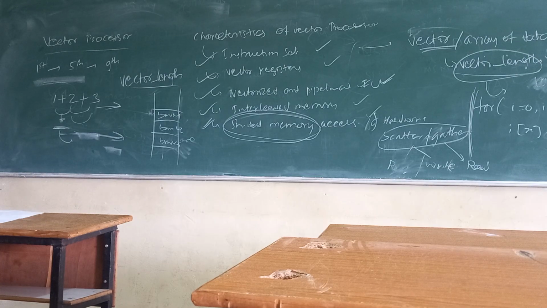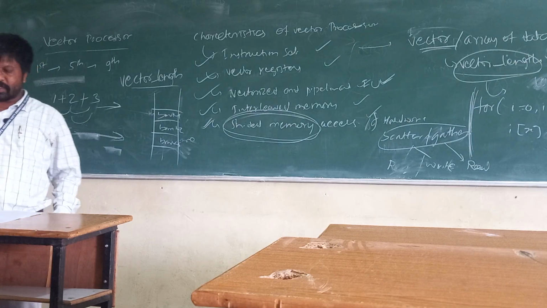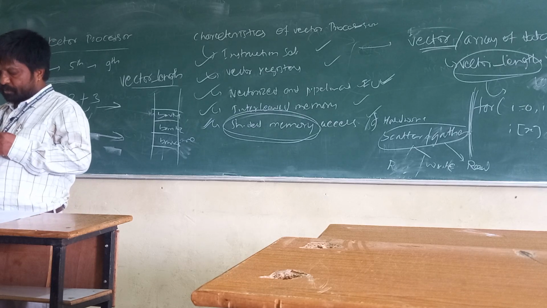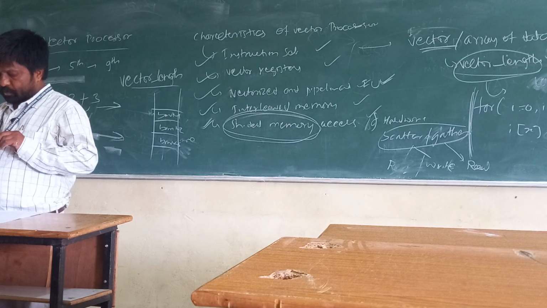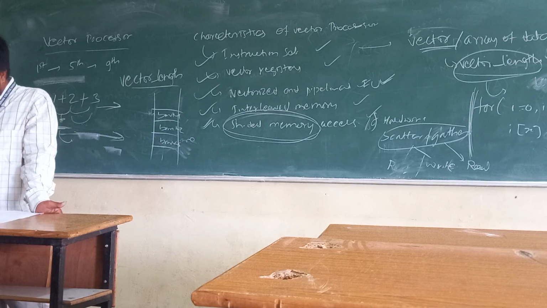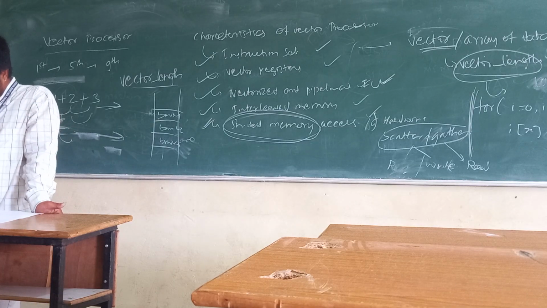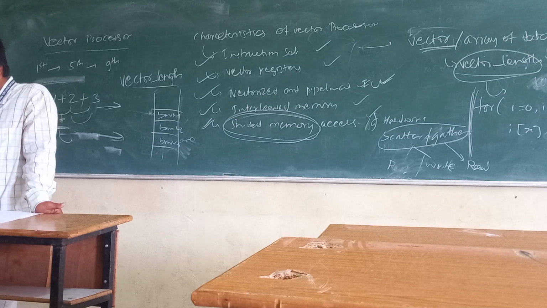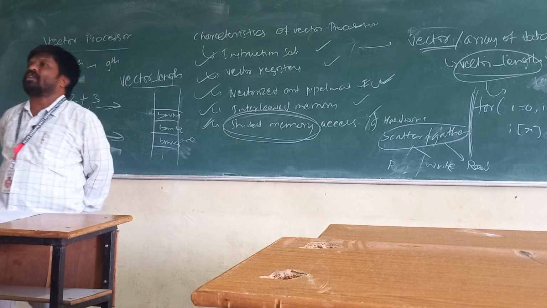The next point is strided memory access and hardware scatter-gather. In strided memory access, the program accesses elements of a vector that are located at fixed intervals. A fixed interval. What does stride mean here?